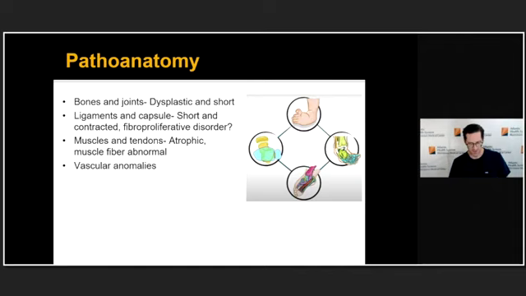Essentially, all the musculoskeletal elements from the leg down to the toes are involved, including the bones and the joints, which are dysplastic, and the joints are malaligned, particularly in the ankle and in the hind foot. Both the ligaments and capsules are contracted, suggestive of some of the fibroproliferative disorders that we see, such as Dupuytren's contractures. There's atrophy and abnormal muscle fibers in the muscles of the leg, and there are also associated vascular abnormalities. This is truly a complex deformity.